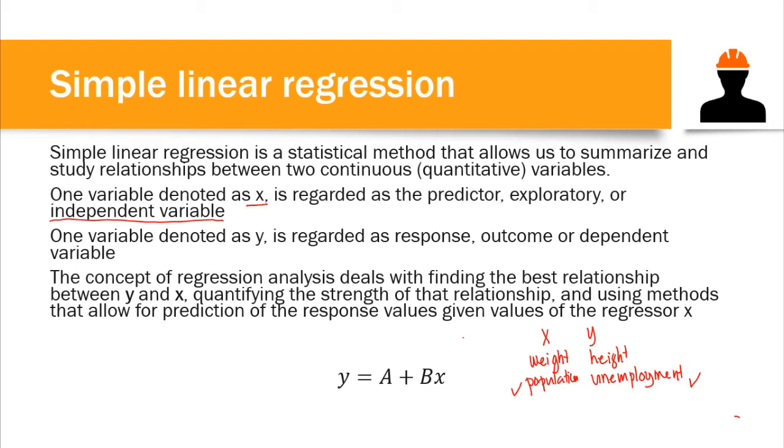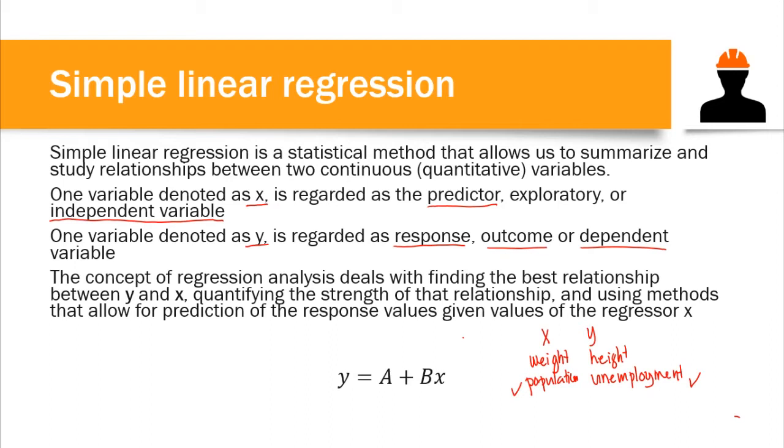Again, x here is our predictor or our independent variable, and we have only one variable y, which is our response outcome or our dependent variable. So basically, the value of y depends on the value of x. Hence, it is called the dependent variable. That's why it is called simple, since we have only one dependent and one independent variable.